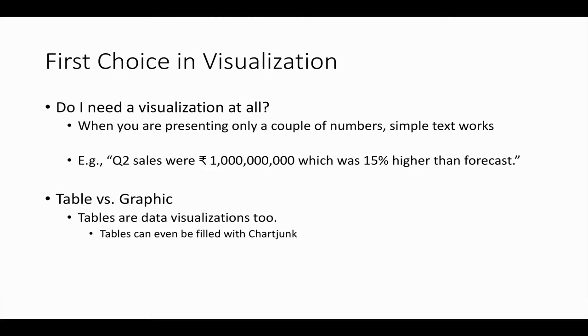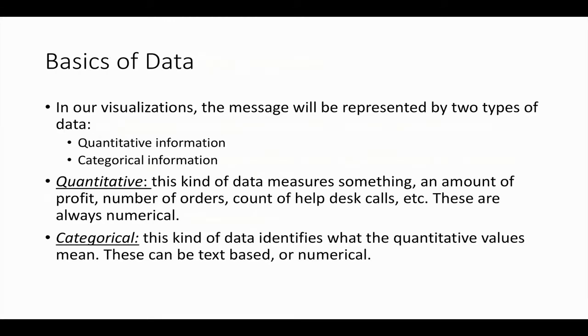and tables are visualizations too. Okay, now in our visualizations, we're going to basically have two kinds of data: quantitative information and categorical information. Now, just because something's a number does not make it quantitative information. It's the kind of data that measures something: the amount of a sale, the amount of profit, number of orders, count of help desk calls.